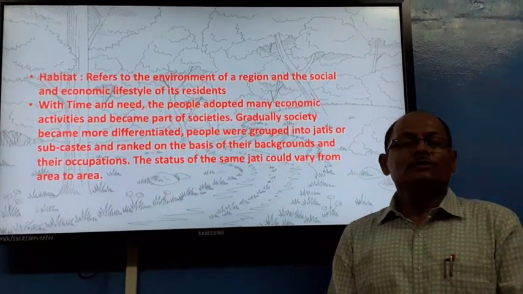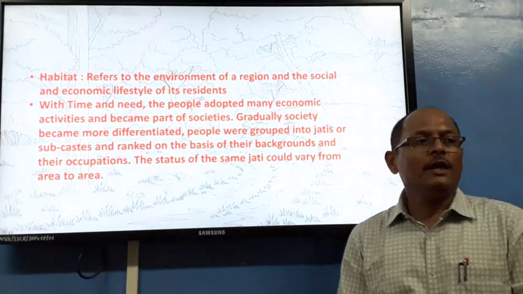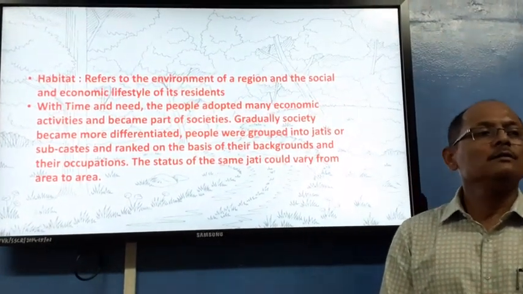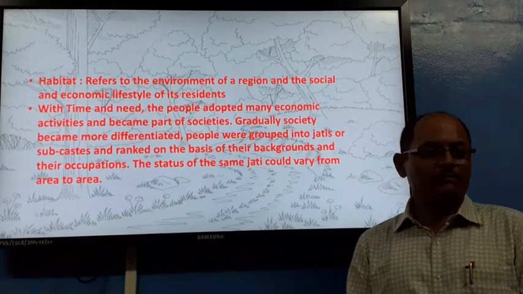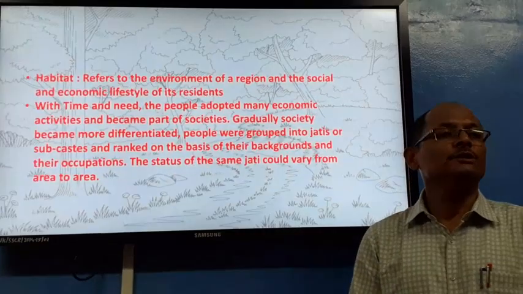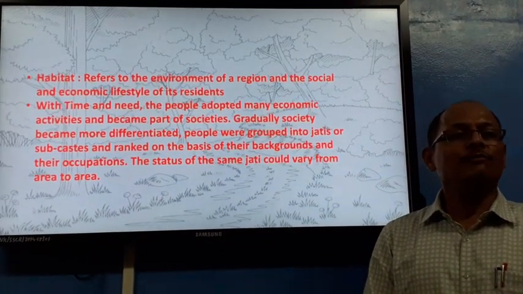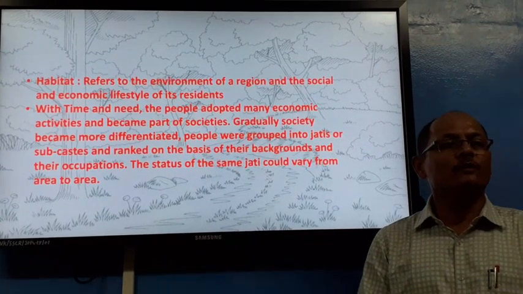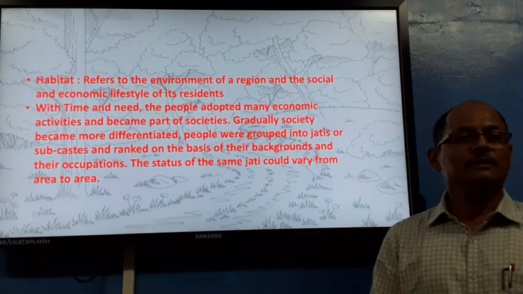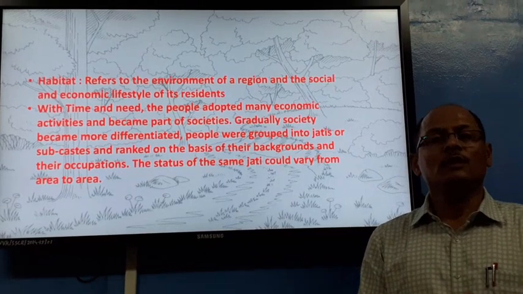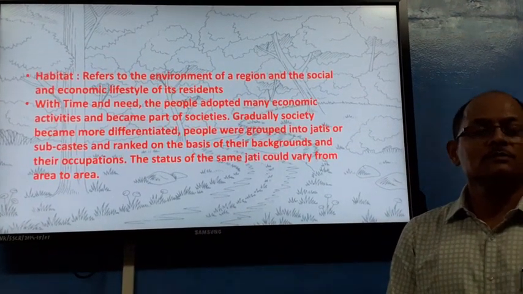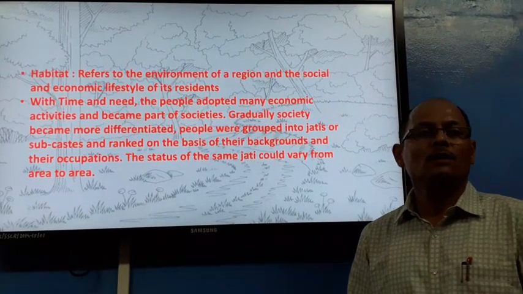These social groups also changed the habitat. Now, habitat, this is the third main word we have in terminology, refers to the environment of a region and the social and economic lifestyle of its residents. As we all know, environment means surroundings of the people, place or things.